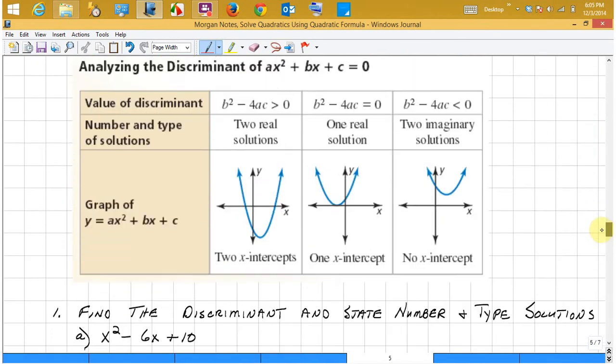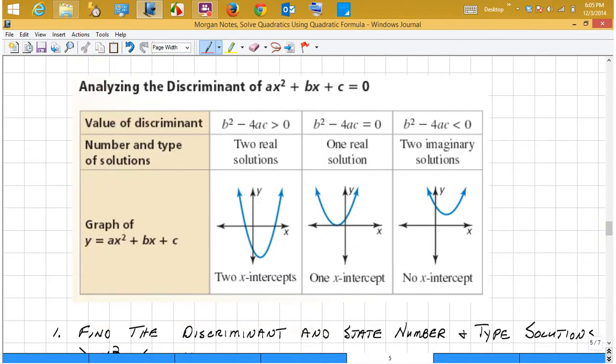So here's a summary of that. If we have b squared minus 4ac, now be careful on this. The discriminant does not include the square root. All I need is what's under the square root. So don't put the square root over b squared minus 4ac. That would be wrong. So b squared minus 4ac, if that's greater than 0, that means what's under the square root is going to be greater than 0. I'm going to have two real solutions. I could see that they'll cross the x-axis someplace.